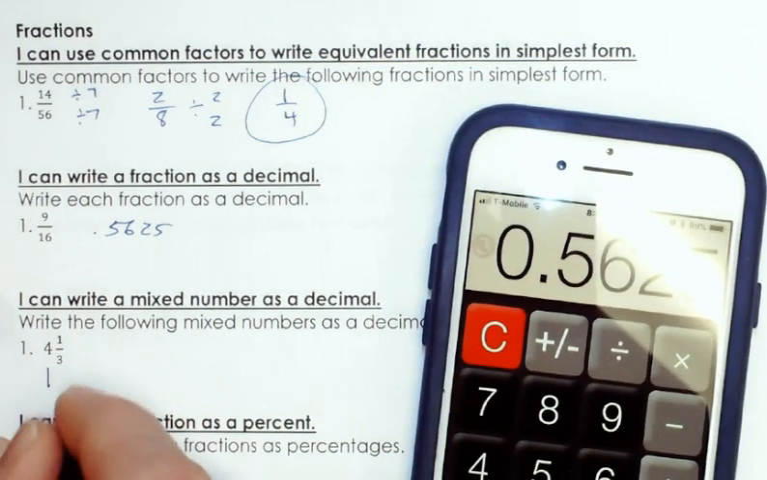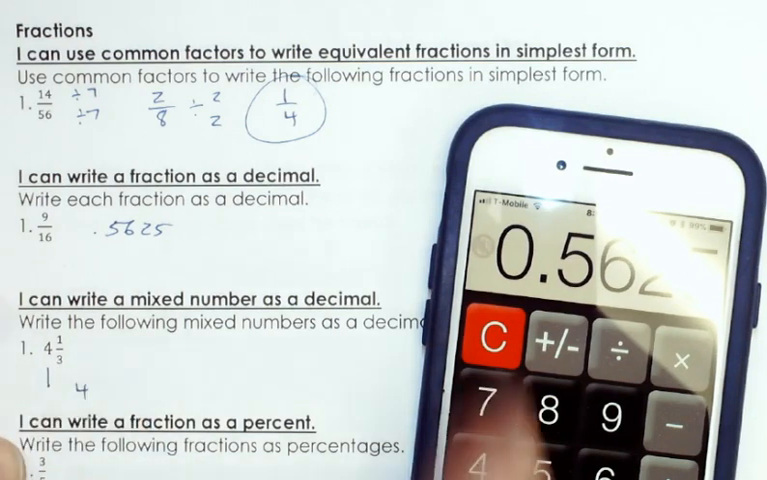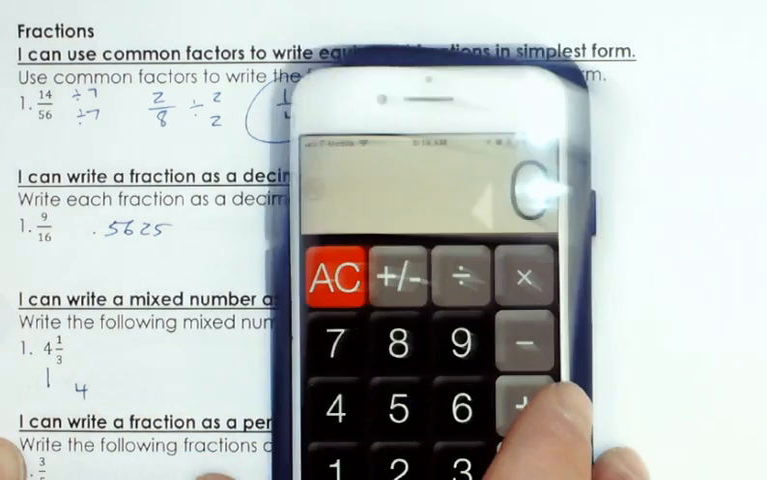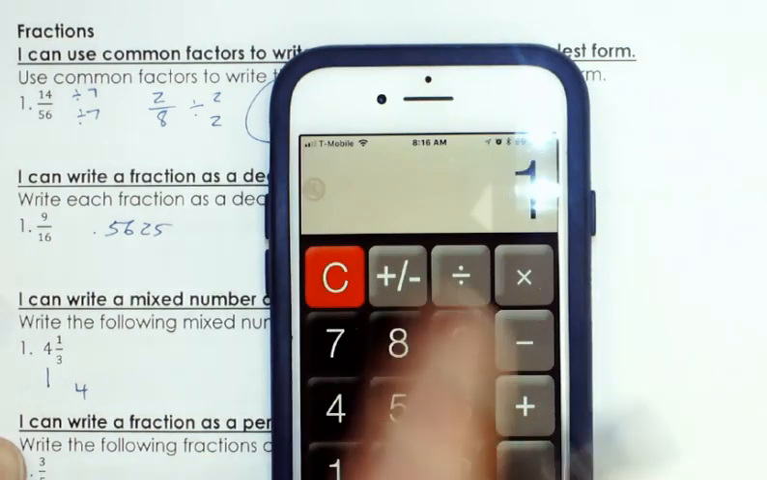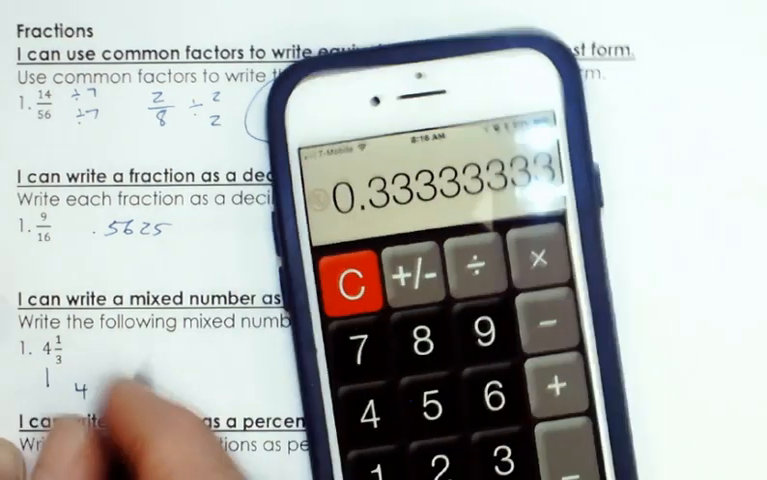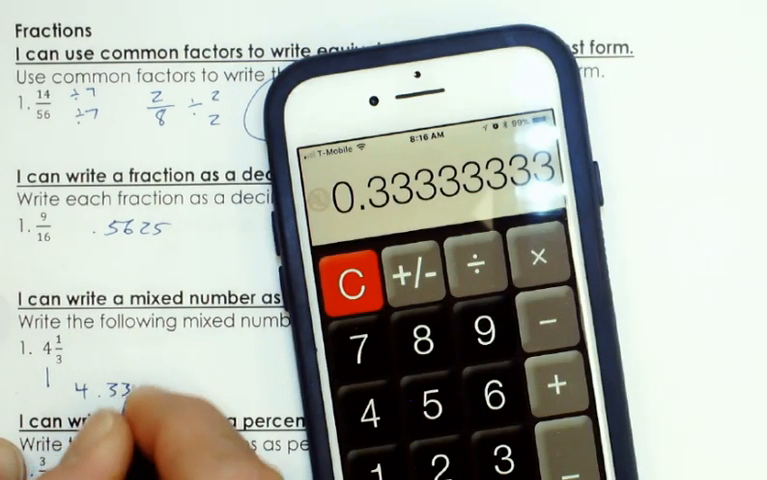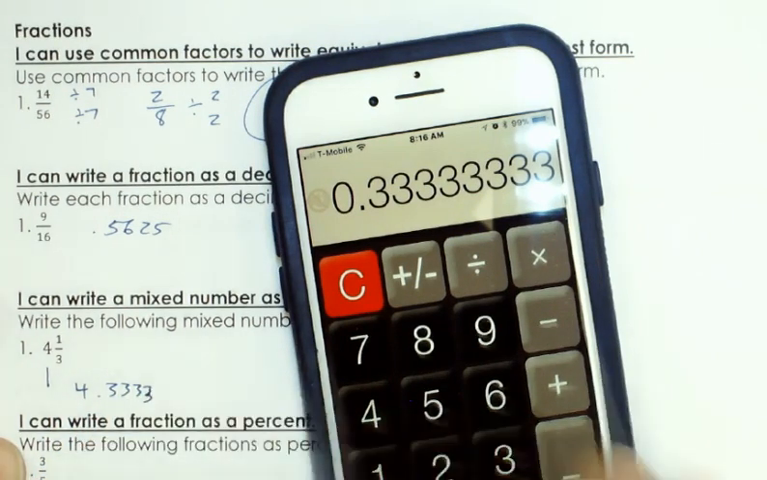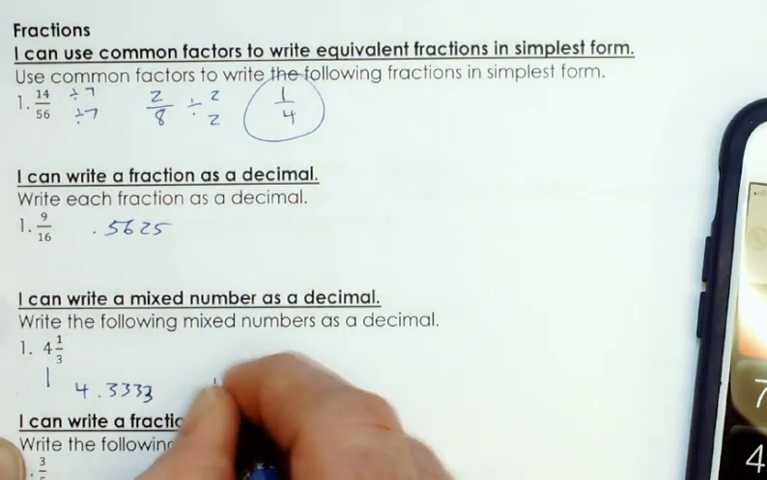All right, I can write the following mixed numbers as a decimal. Well, we already know we're going to have 4 wholes, so we really just have to figure out what 1/3 is. So 1 divided by 3 gives me 0.333, so that's 0.3333, and I could go on forever. Or I can write this with bar notation. I can say this is 0.3 repeating.